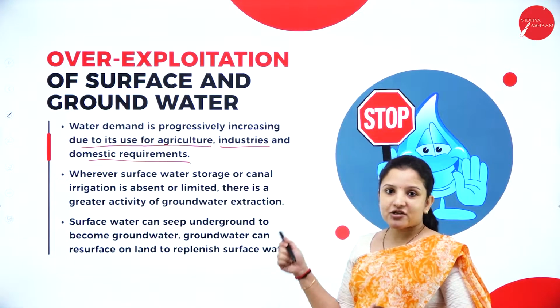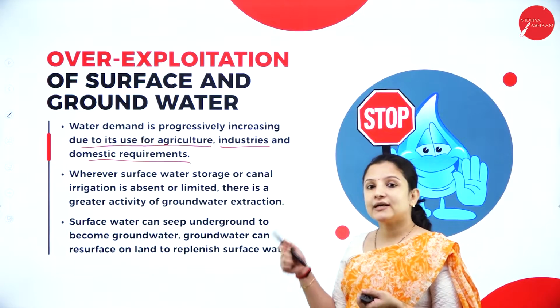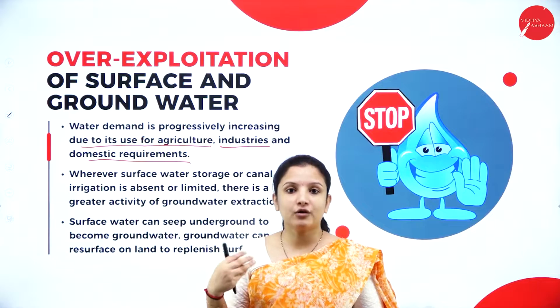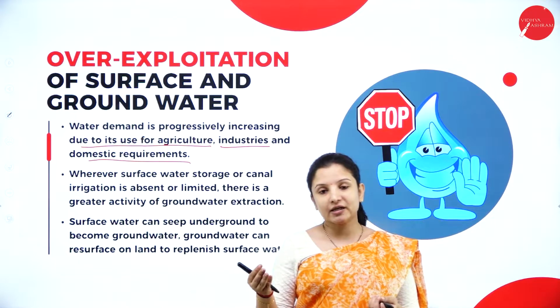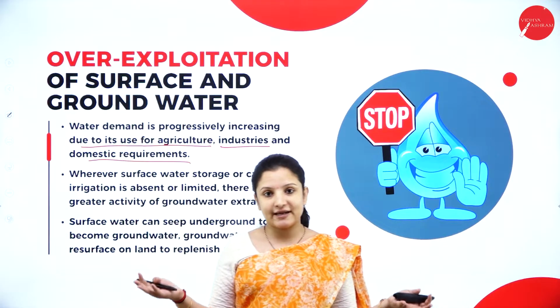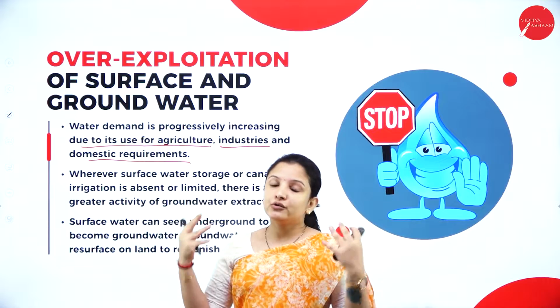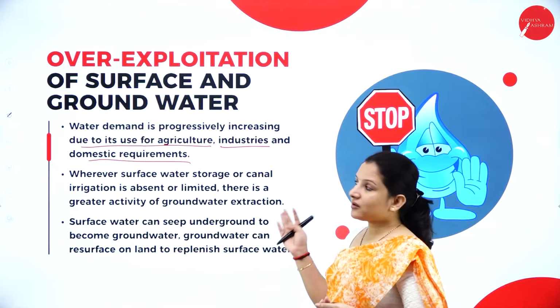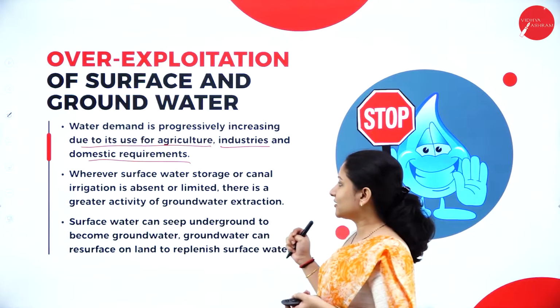So, population growth is the main culprit behind this, right? Why? Because as and when the population increases, the demand for water also increases, the demand for food increases. When the demand for food increases, obviously the agricultural lands will increase, the production of crops will increase, therefore the usage of water will also increase. So, therefore, population is one of the main culprits for the over-exploitation of surface as well as groundwater.